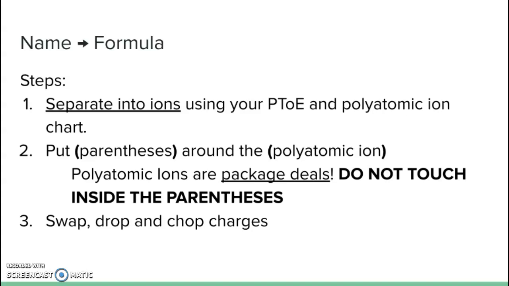Just like we've been doing, we're still using swap, drop, and chop. But the biggest difference now is I'm going to have to use my polyatomic chart when I'm separating it into my ions. And I'm going to have to use parentheses to remind me that polyatomic ions are a package deal. We said we don't split them up. Once I put the polyatomic inside my parentheses, I do not touch whatever is inside.